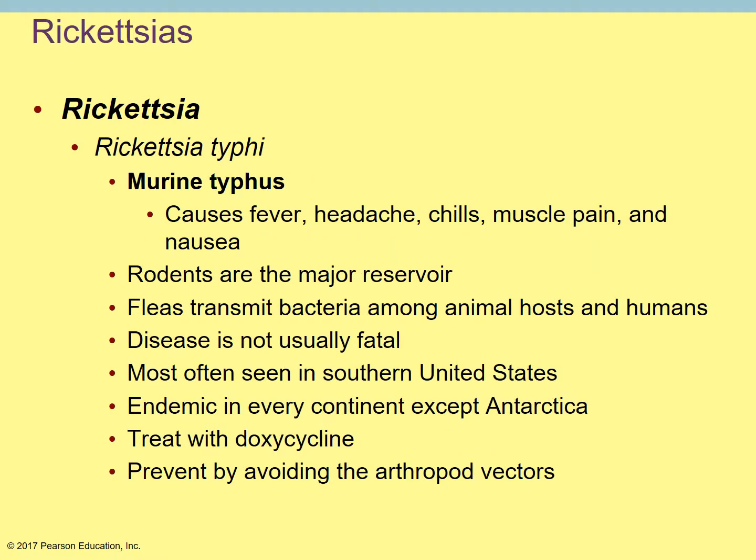Rickettsia typhi causes murine typhus. With that, you'll have fever, headache, chills, muscle pain, and nausea. The rodents are going to be the main reservoir, and it's going to be fleas that will transmit it between the animal host and the humans. Usually the disease is not fatal. It is endemic on every continent except for Antarctica. It can be treated with antibiotics. And once again, if you can avoid the fleas, then you would avoid getting the disease.